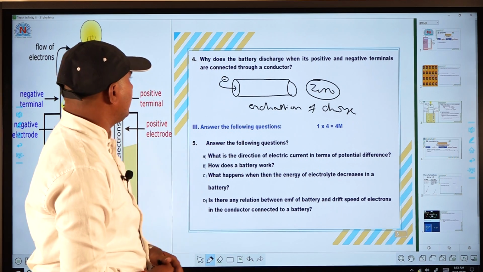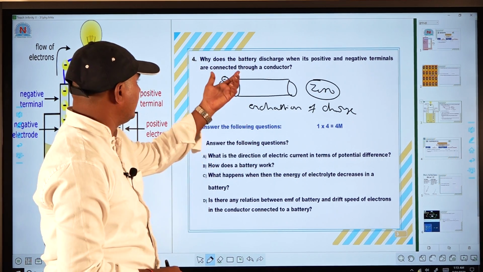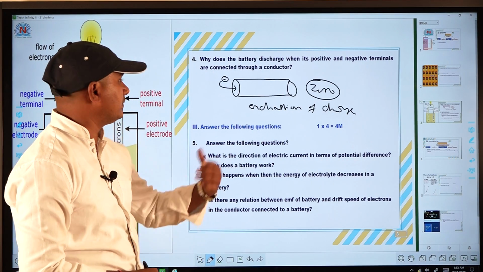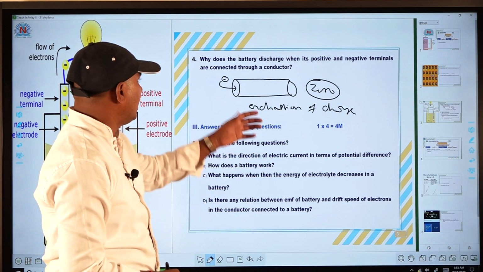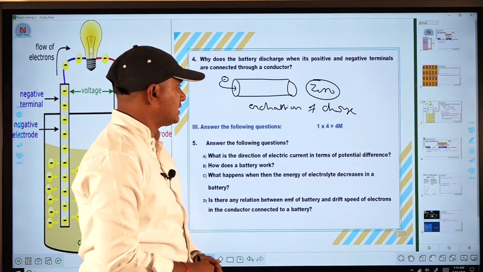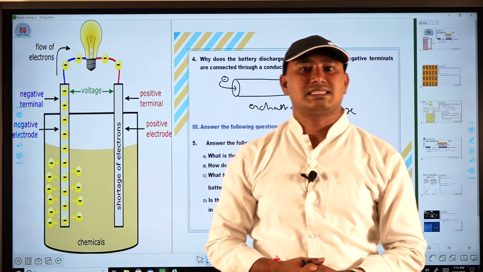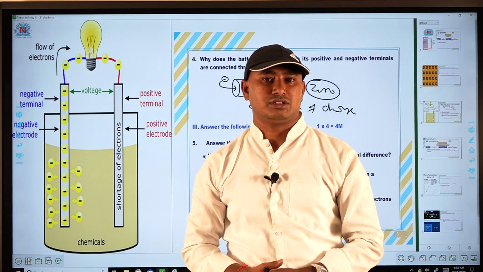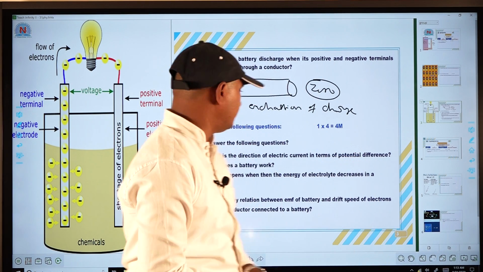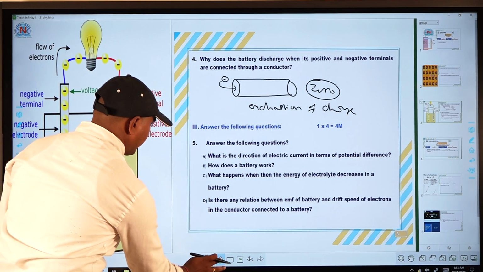So what happened here, after some time the battery comes to 0, that is nothing but discharge. After some time the exhaustion of charge comes, and finally the battery comes to 0, that is nothing but discharge. That is the answer for question number 4. Next, see here question number 5.